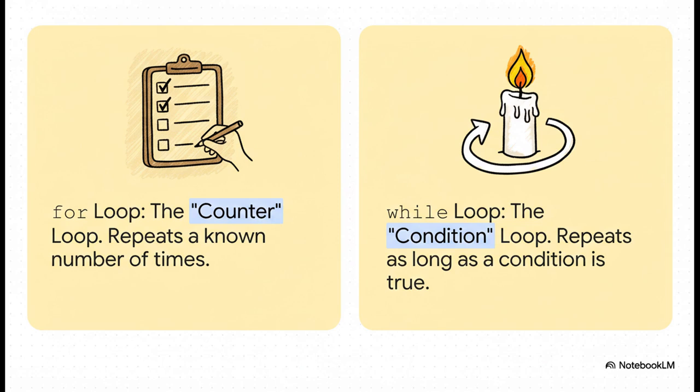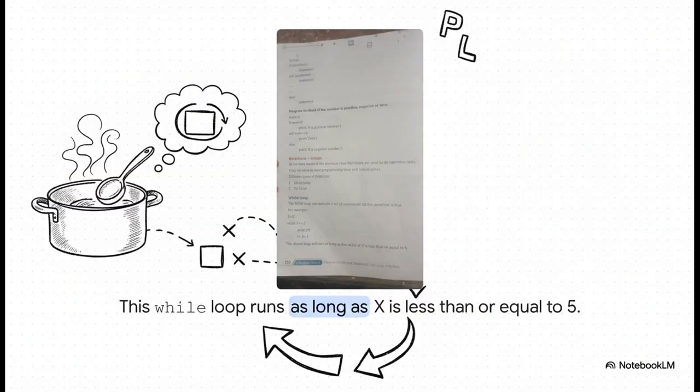That's your condition loop. It just keeps on going as long as a certain condition stays true. So, let's look at a while loop. A great way to think about this is, keep stirring the soup while it's not boiling. In this code, the program is going to keep printing the value of x and adding 1 to it over and over, as long as x is less than or equal to 5. The moment x hits 6, that condition becomes false and the loop stops.